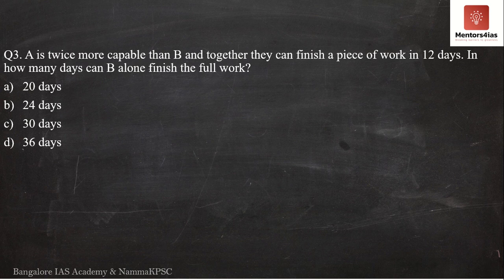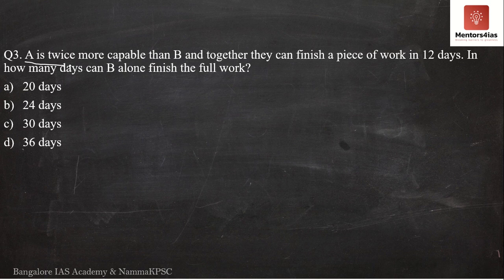Okay. Next question. The next question says, A is twice more capable than B, and together they can finish a piece of work in 12 days. So in how many days can B alone finish the full work? Now you have to understand this.